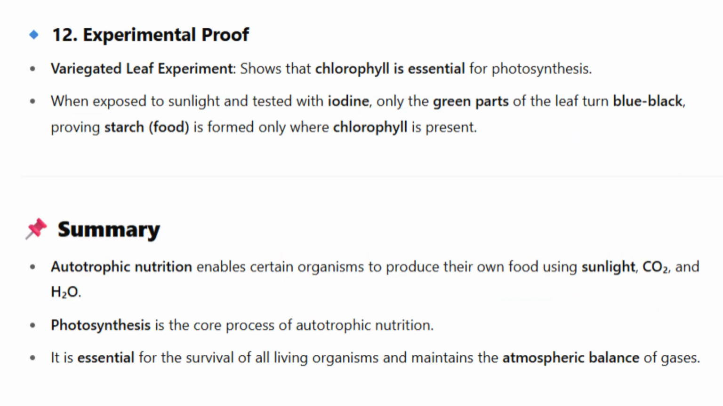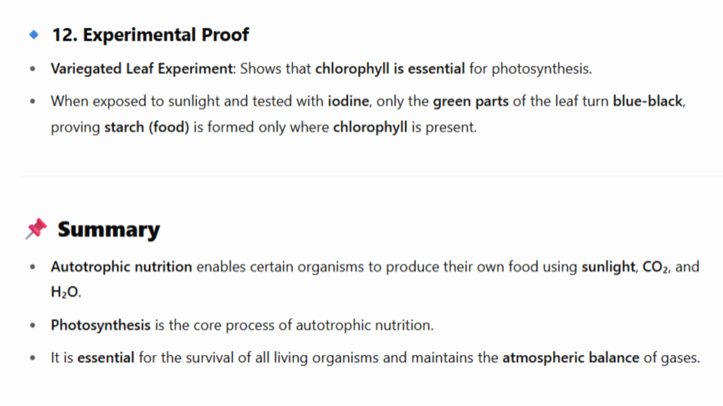12. Experimental proof: the variegated leaf experiment. It shows that chlorophyll is essential for photosynthesis. When exposed to sunlight and tested with iodine, only the green parts of the leaf turn blue-black, proving starch, food, is formed only where chlorophyll is present.